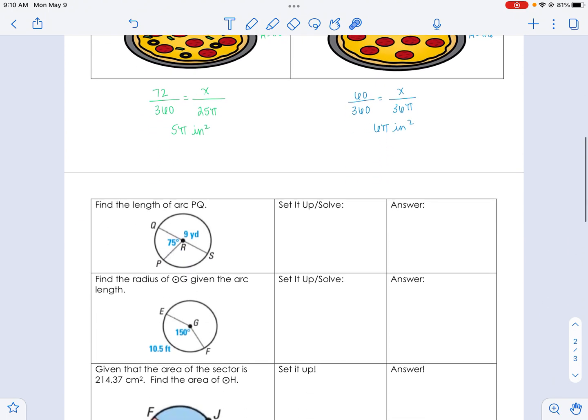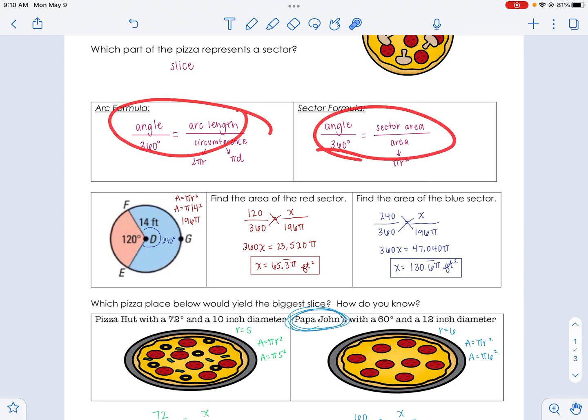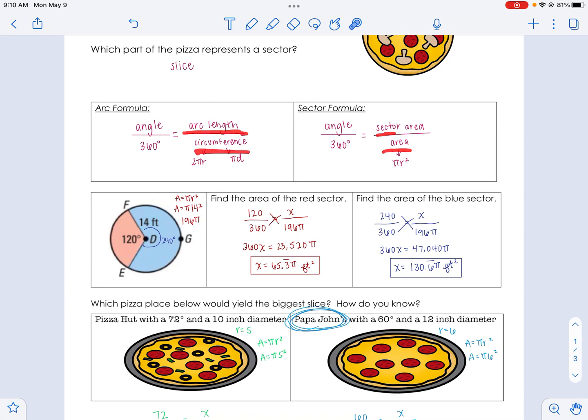We're going to pick up with the next video with how do we find arc length. So it's the same as sector area, but remember that sectors go with the area formula, whereas the arc length formula goes with circumference. And then we'll do a few problems on working backwards.